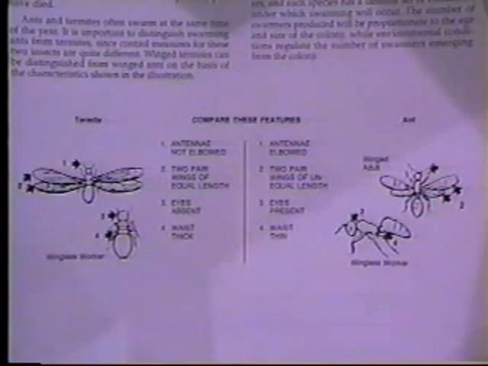This is the winged adult, comparing the two. We have two pairs of wings of unequal length. The eyes are present, and we have a thin waist. It's very important to make the proper identification between termites and ants, because you sure want to make sure that when you go in, you know the difference and you're going to take care of it.